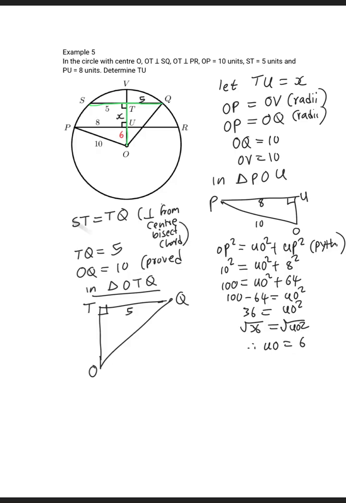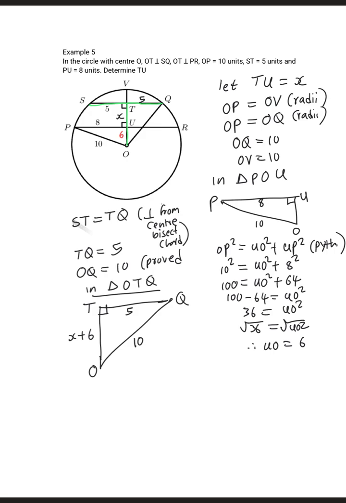And then what is TO? TO is x plus 6. We can see that from TU we have x and from UO we have 6. So when we add both of them, they form TO, which is x plus 6. And then OQ, we just showed that it's 10. Now we can use Pythagoras theorem to solve for x, right? The hypotenuse is OQ because it's the longest side and it's facing the 90-degree angle.